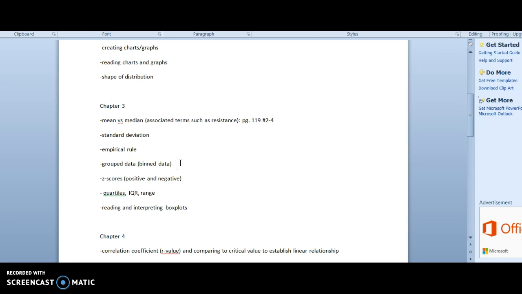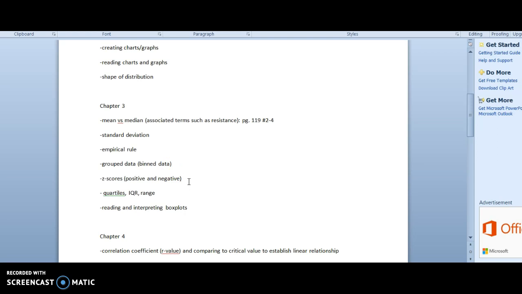For the grouped data, this was section 3.3, you want to make sure you can use StatCrunch to calculate the mean and standard deviation. It's also possible to do the mean rather quickly by hand, but again, here, StatCrunch, especially if you're doing standard deviation.